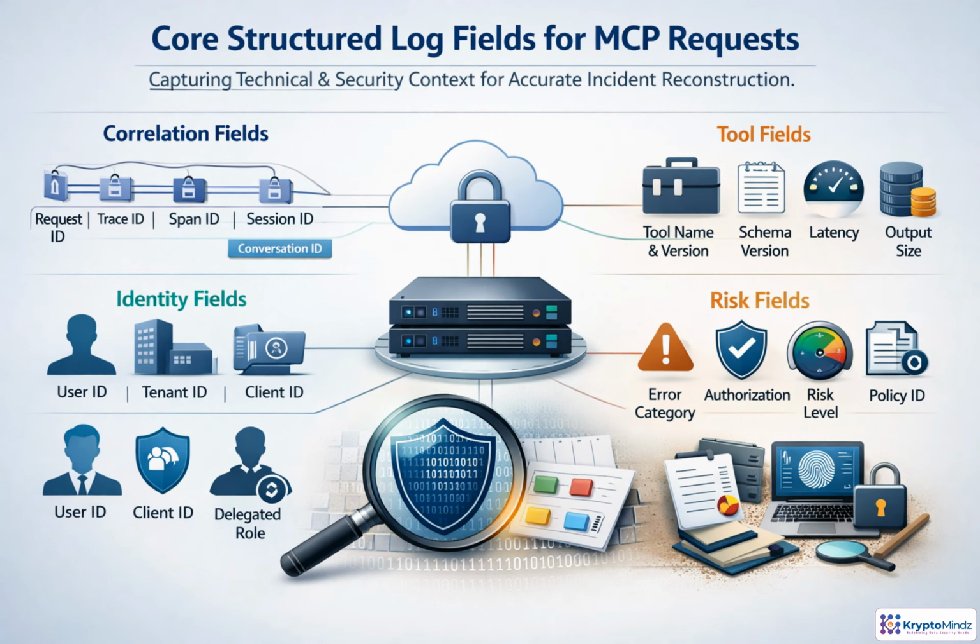Think of each MCP request log as a reconstruction packet. Correlation fields stitch events together across services: request, trace, span, session, and sometimes conversation identifiers. Identity fields answer who acted, for which tenant, through which client, and whether delegation was involved. Tool fields explain what ran, including tool version, schema version, latency, status, and output size class. Risk fields capture why the request mattered: authorization outcome, error category, policy applied, sensitivity, and risk level. Together, these fields turn scattered events into an auditable story.